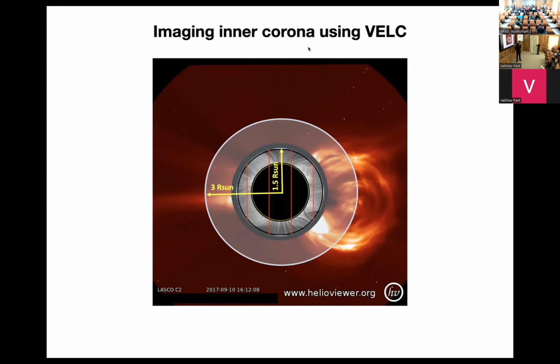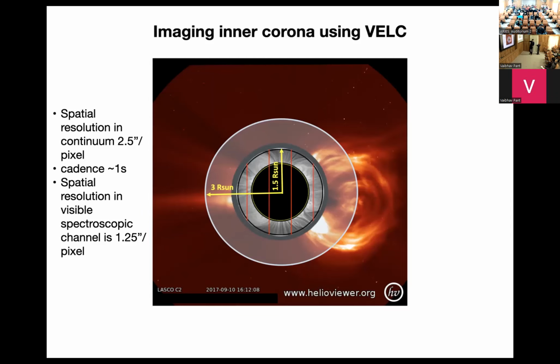If someday the data is available to the community, and we overlay a VELC image with the LASCO image, this is how it will look. But right now it is not possible. This is a cartoon that I have put up here.